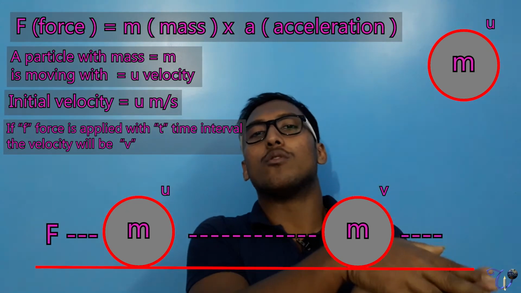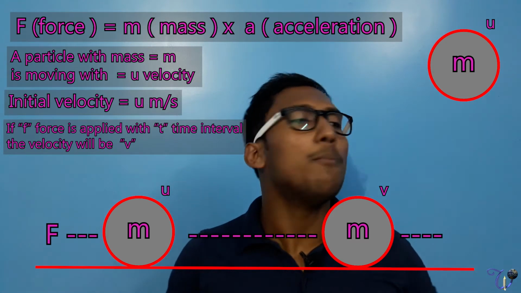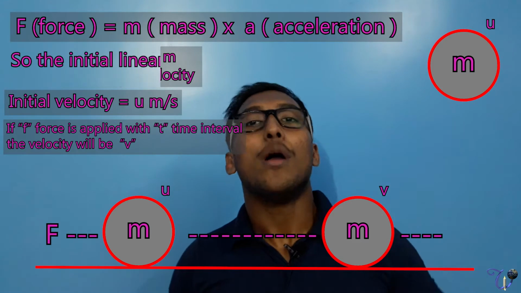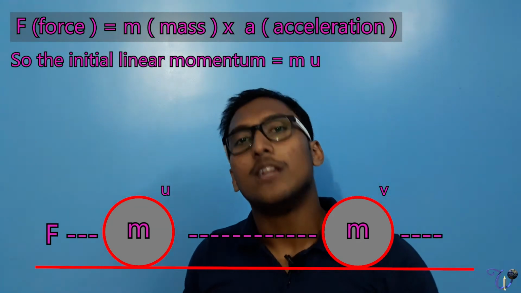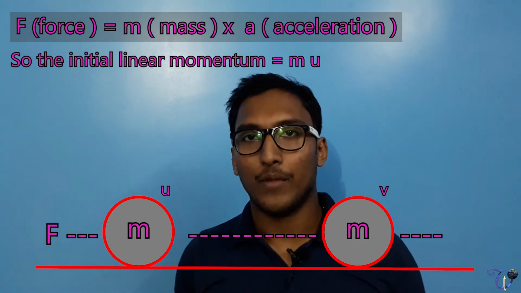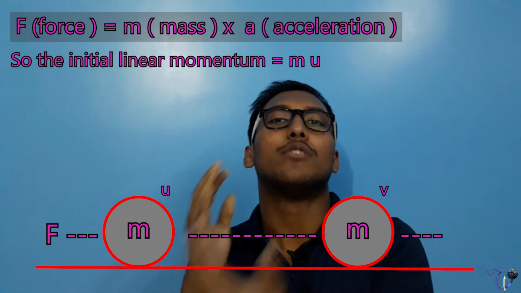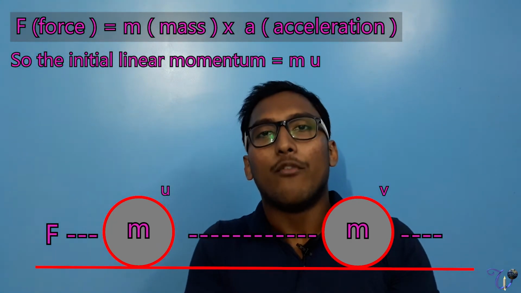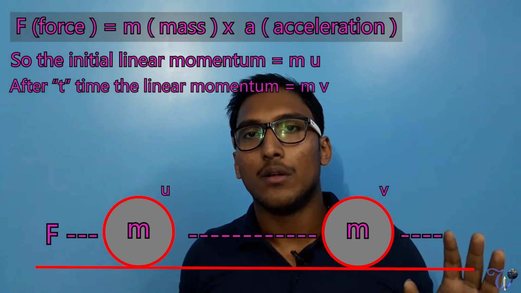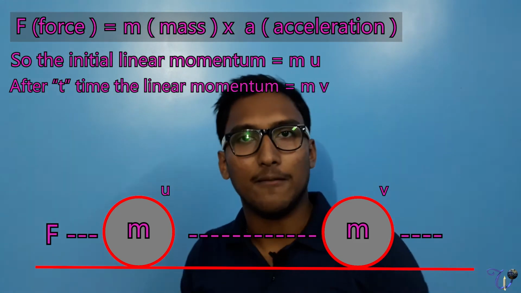Before applying the force, can you tell me what is the value of linear momentum of the body? We know the momentum is equal to mass into velocity, right? So before applying the force, the linear momentum of the body is what? M into u. Because in the previous case the velocity was u, so m is the mass of the body into the velocity of the body before applying the force. So that is mu. And after applying the force, the linear momentum of the body will be m into v.